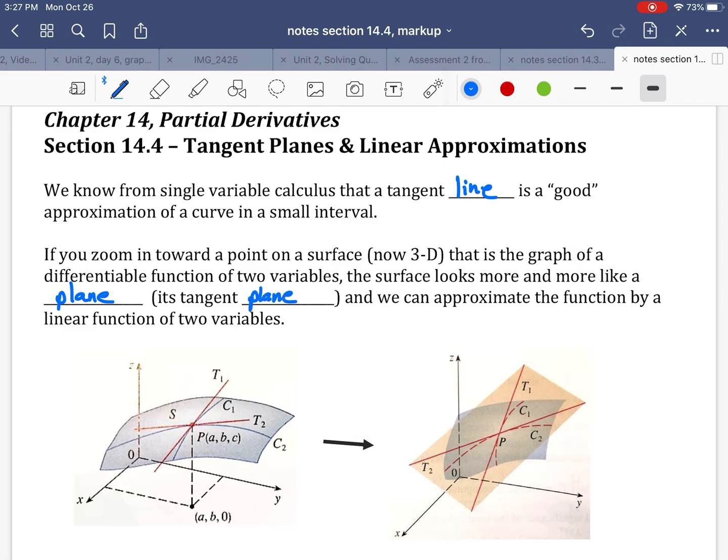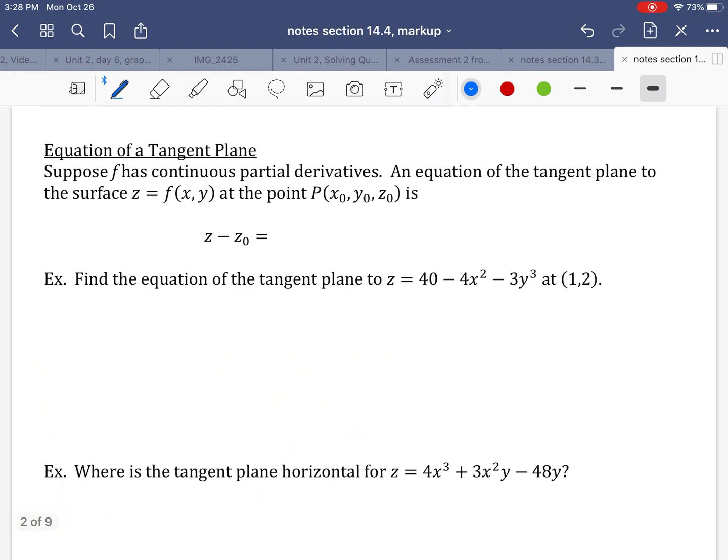And we can approximate the function by a linear function of two variables. So we're going to do that. Instead of having an equation of a tangent line, we'll have the equation of a tangent plane. You can see that in the picture over here, based off of the picture from last time. All right, so equation of a tangent plane.